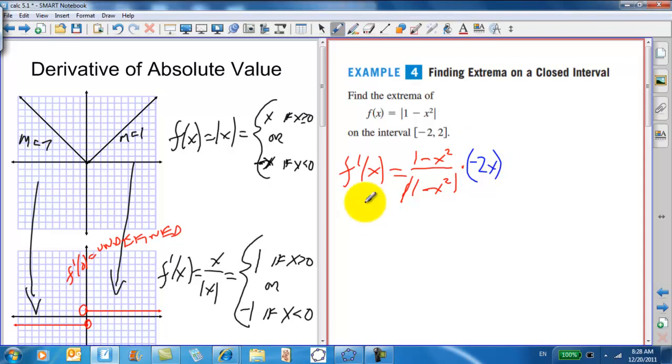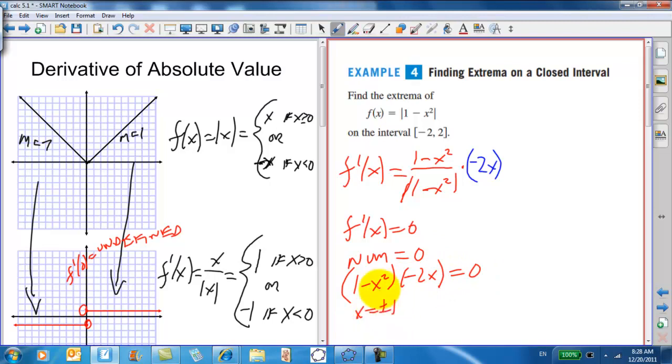So now we can find out when the derivative is equal to 0. That's when the numerator of this whole thing will equal 0, or 1 minus x squared times negative 2x equals 0. So we get x equals plus or minus 1 from this, and we also get x equals 0 from negative 2x equals 0.